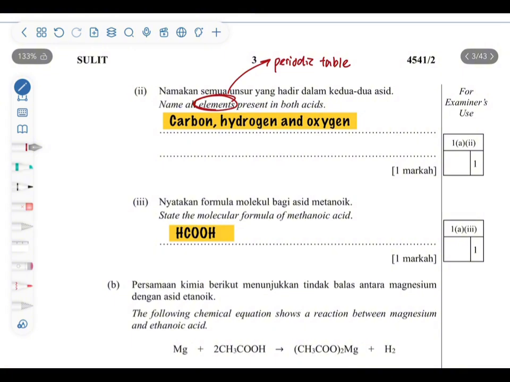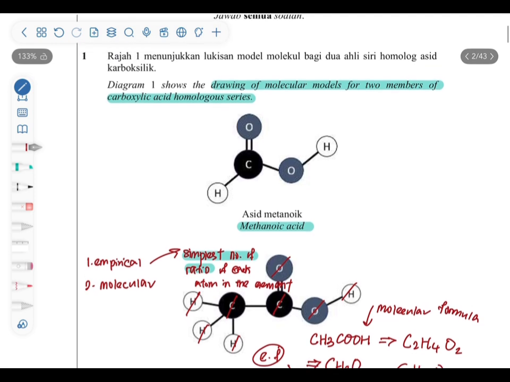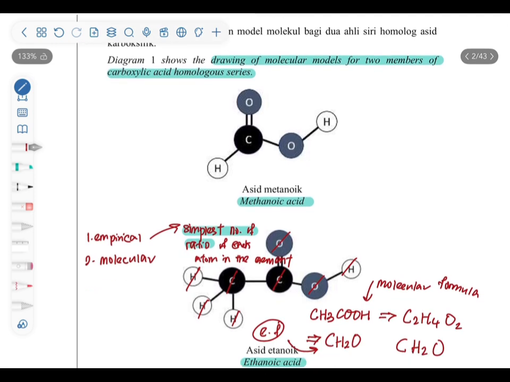Okay, state the molecular formula of methanoic acid. Let's go back to the picture for methanoic acid. As I mentioned just now, you need to list all the atoms out. You cannot simplify it. You just write it as COOH, then in front you put an H. It doesn't matter how you write it. If you want to write it as COOHH, that is also fine, because you already list out all the atoms in methanoic acid. But usually people will write it like this because it's kind of weird to put two H together.